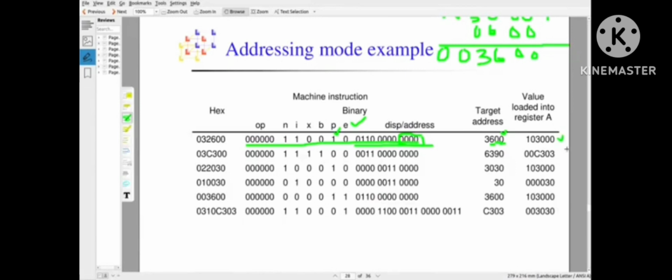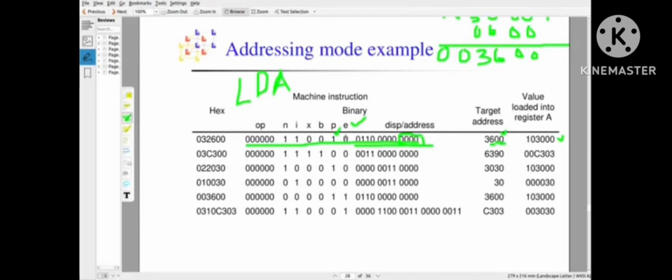Then what is the meaning of this opcode? It is load accumulator. So whatever is present in the target address is loaded into the accumulator. That is the meaning of this opcode. This is the instruction LDA, load accumulator. Okay, so the first instruction is over.